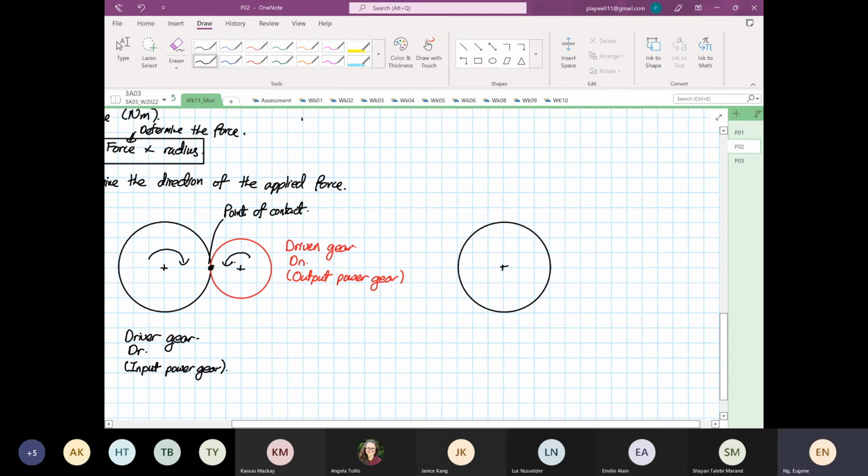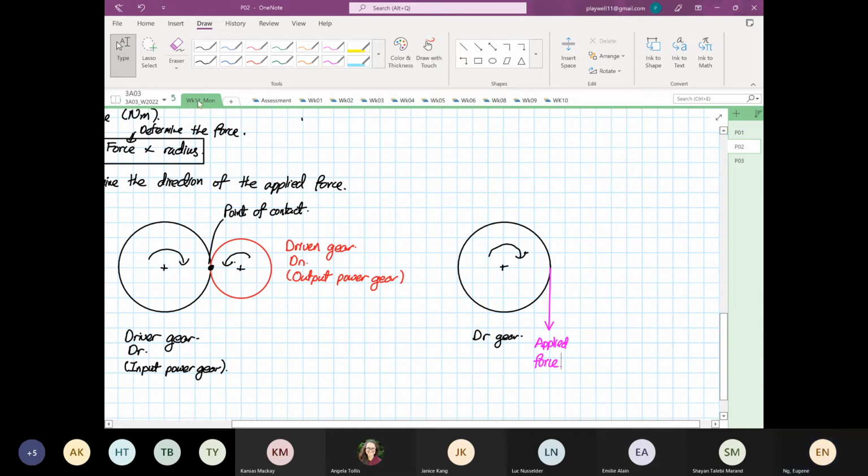So this is our DR, our driver gear. The driver gear is rotating in a clockwise direction. So the force that is transmitting is in this direction. It's pushing in that direction, so this is the applied force.